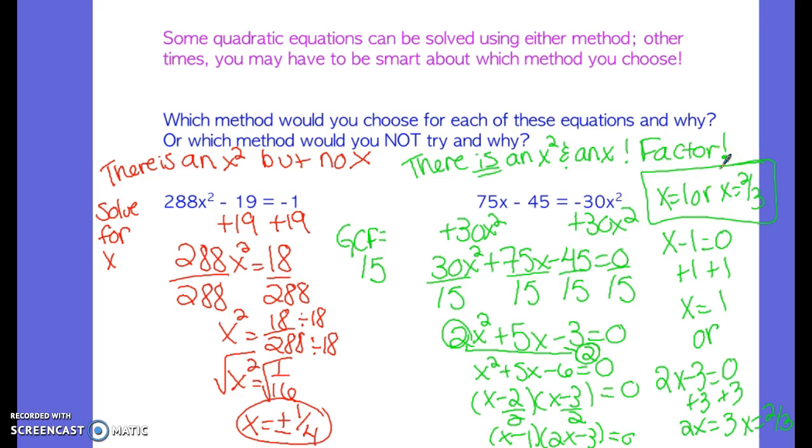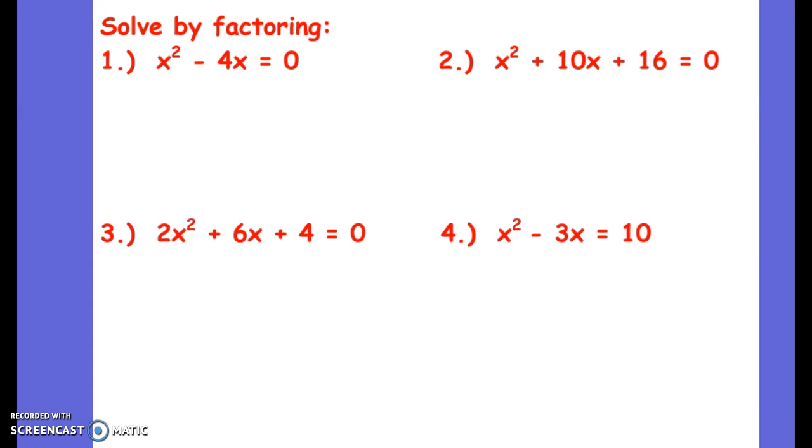So in general, when there is an x squared but no x, solve for x, then take the square root. When there is an x squared and an x, factor and solve. I would like for you to try solving these ones on your own by factoring, because notice every single one has an x squared and an x. So you factor. Hit pause and then check your answers.